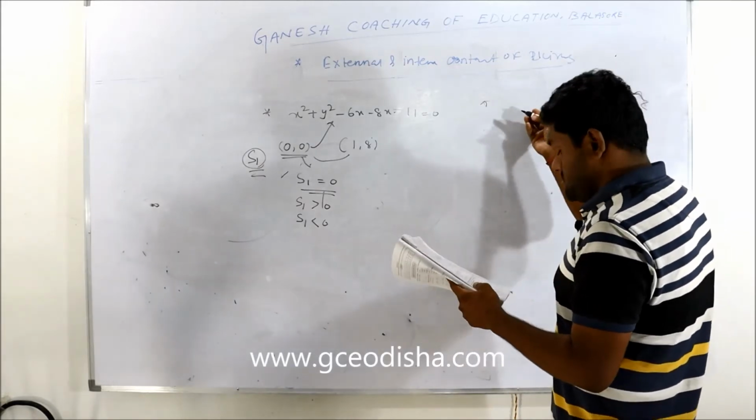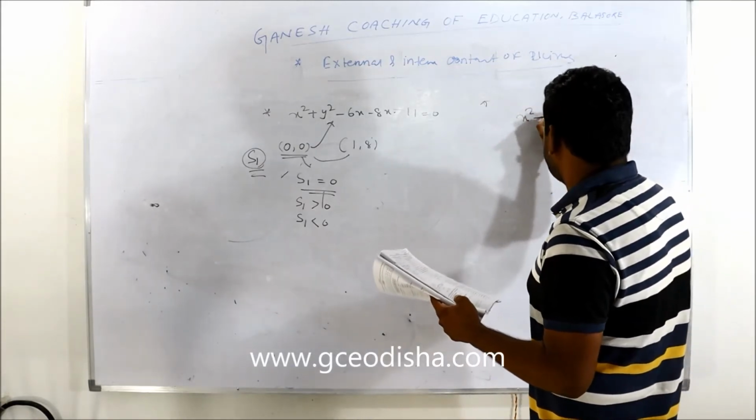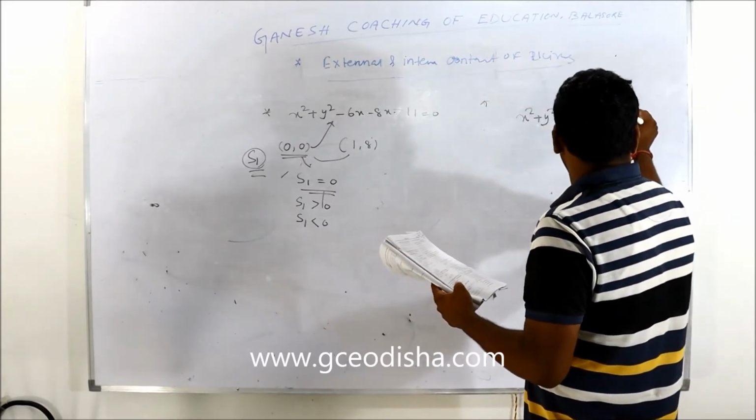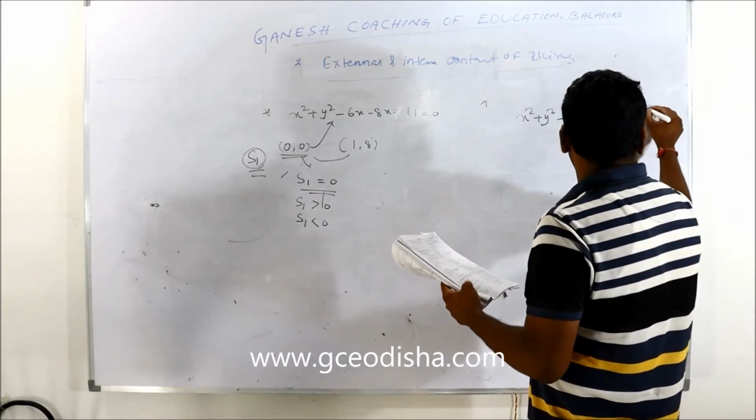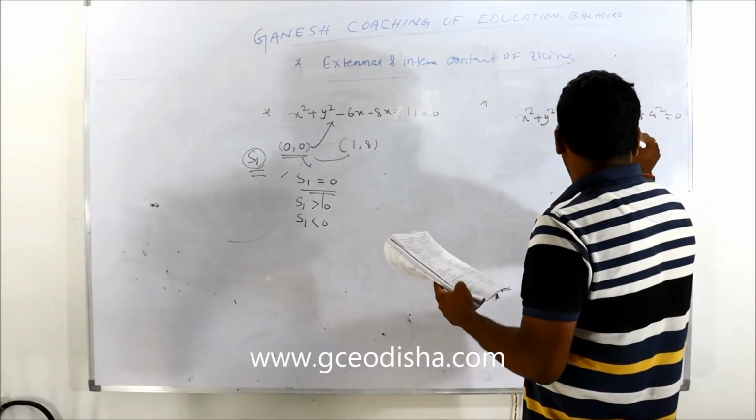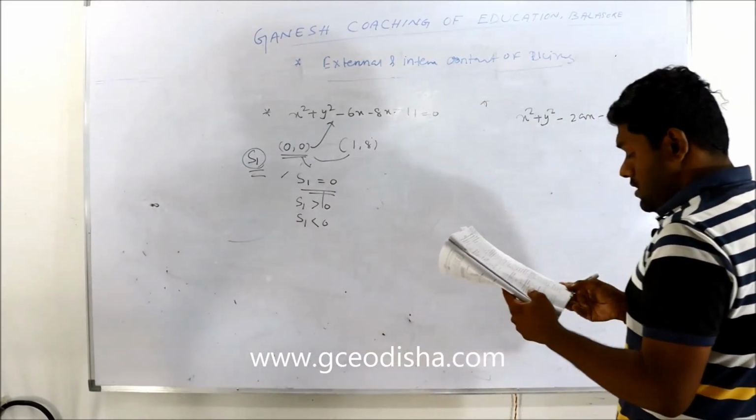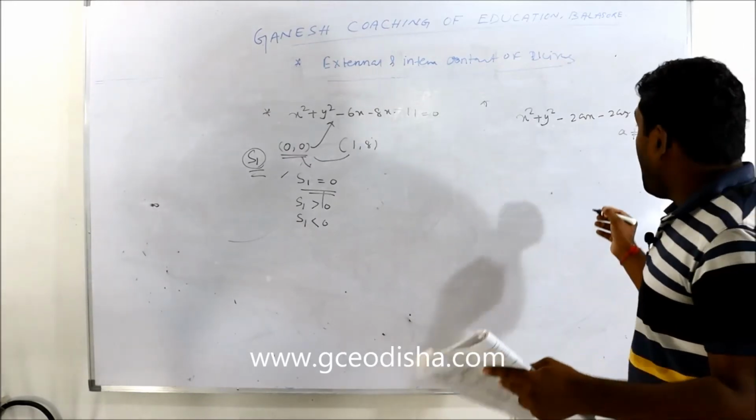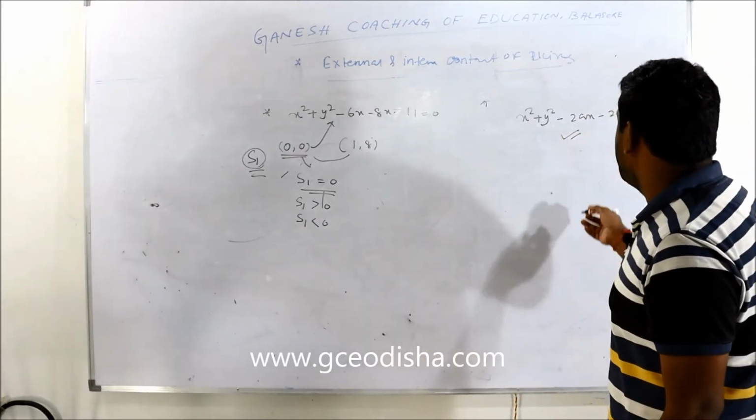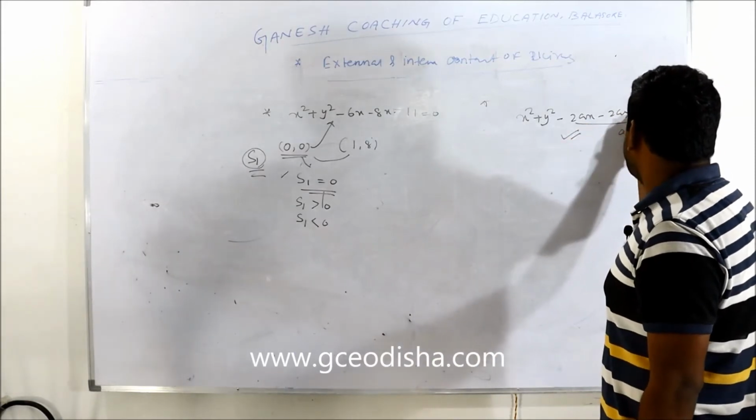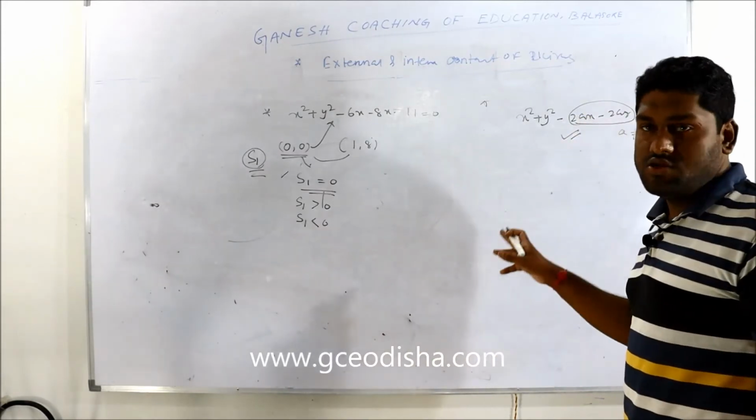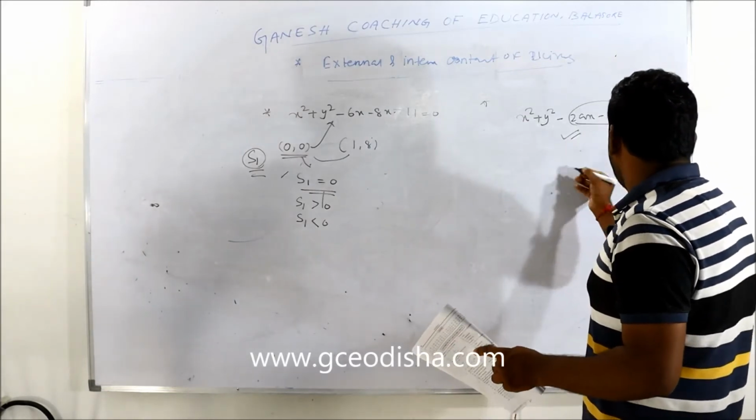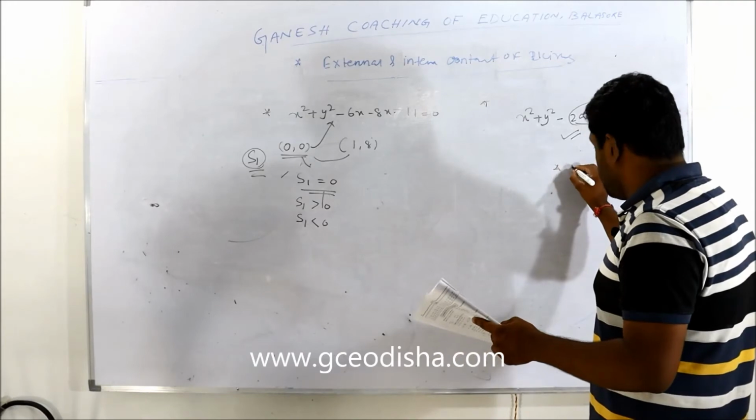The question gives the equation of a circle, x square plus y square minus 2x minus 2ay plus a square is equal to 0, and a is not equal to 0. The options are whether it passes through the origin or not. This is not passing through the origin because this term is coming, so it is not passing through the origin.